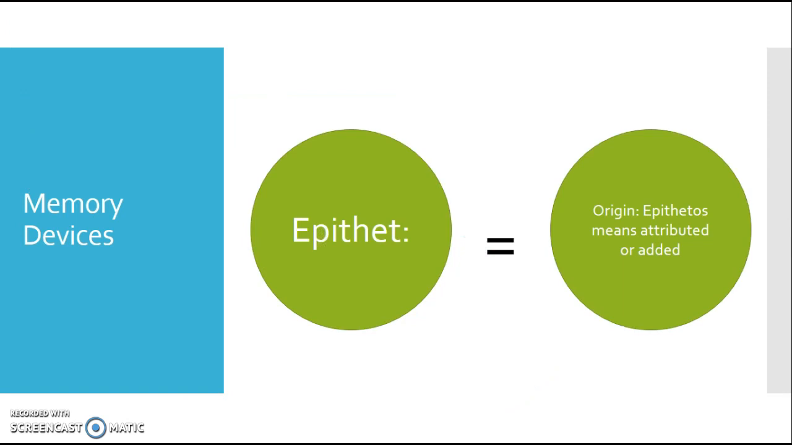Alright, some memory devices. For epithet, knowing the origin of where it comes from may help you remember what it is. Epithetos means attributed or added. In the same way, these adjectives or the noun in general, the metaphors, are added in order to exemplify something.